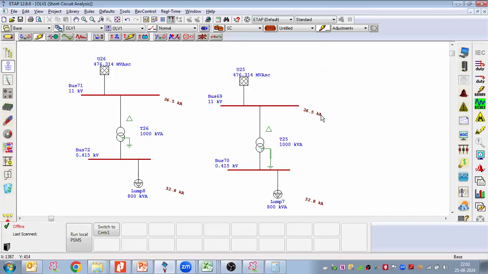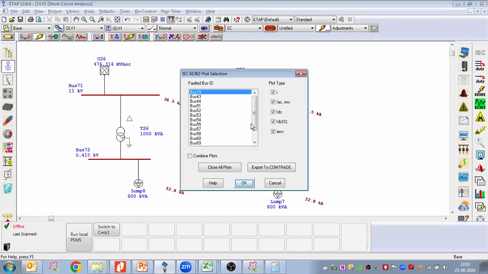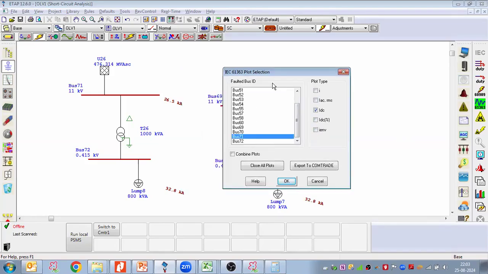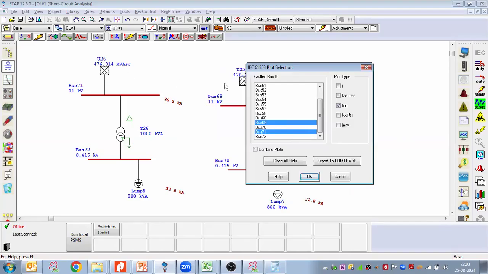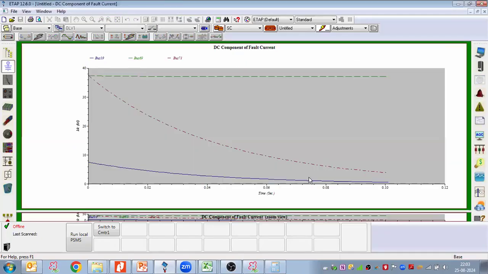Now I'm going to 61363 and plot. Here I am plotting the DC waveform. Plot type current, not AC, I require DC. Which buses? Bus 71, another bus is 69, these two buses, having X by R of 14 and 999, and click on OK.